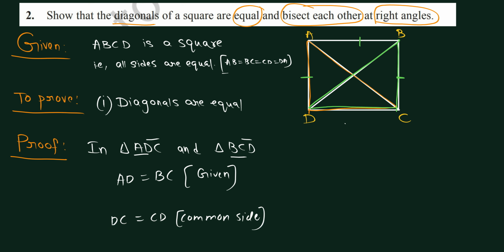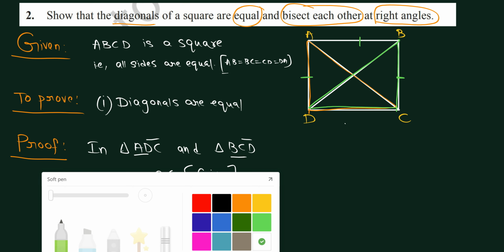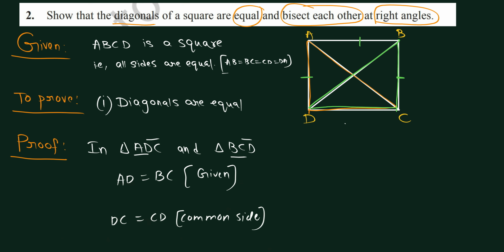No, we need to prove AC equal to BD. So already you know that in a square all angles are equal to 90 degrees, right? So in the given information you write this one also. Here angle A equal to angle B, angle C equal to angle D, which is equal to 90 degrees. You write these things also.